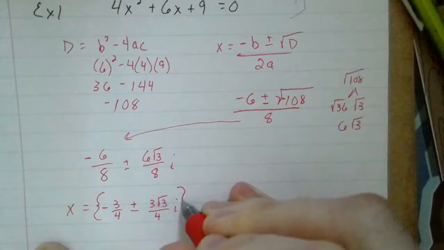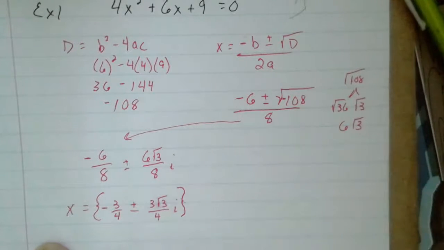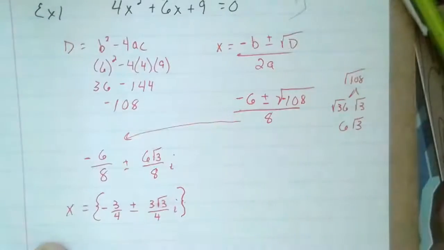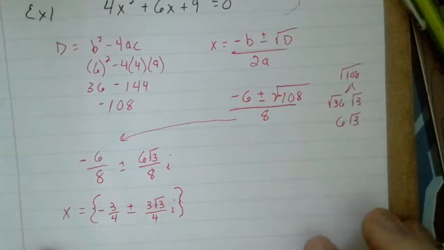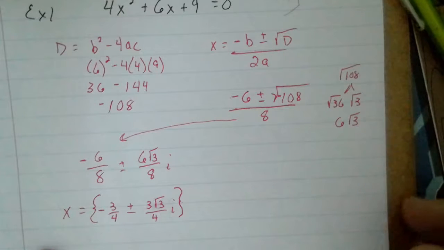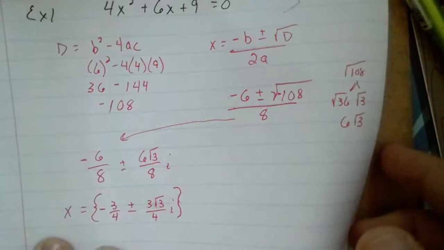Now usually we get 2 answers, so recognize here, plus and minus are 2 different answers. I have negative 3/4 plus 3 root 3 over 4i, and I have negative 3/4 minus 3 root 3 over 4i. I'm sure my hand got in the way and you couldn't really see that. All right. So that's how the quadratic formula works. Again, that's a worst case scenario where you're getting an imaginary solution. That one's pretty hard. So we're going to take a look at one that's just a little bit easier.